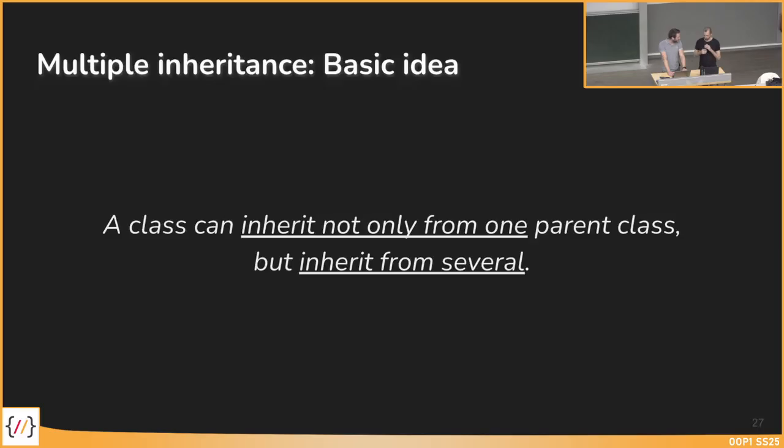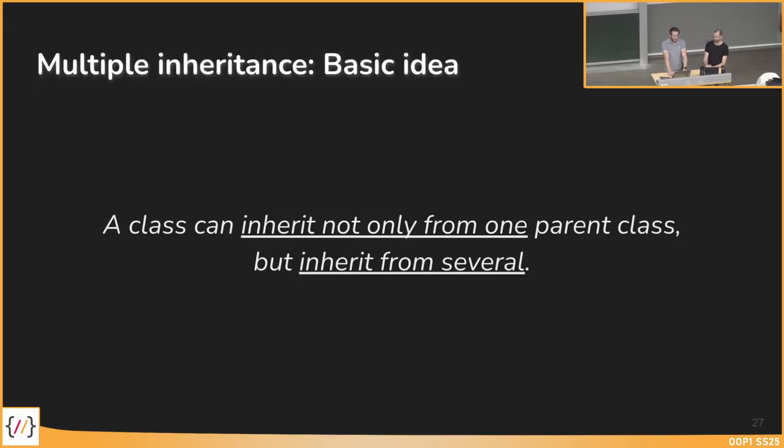The basic idea of this concept is that a class can inherit not only from one parent class, for example, animal and bunny, but can inherit from several. So the bunny doesn't only inherit from animal, but also another class. This is called multiple inheritance. This is the basic idea. Not all object-oriented programming languages support multiple inheritance. For example, Java doesn't, but C++ does.